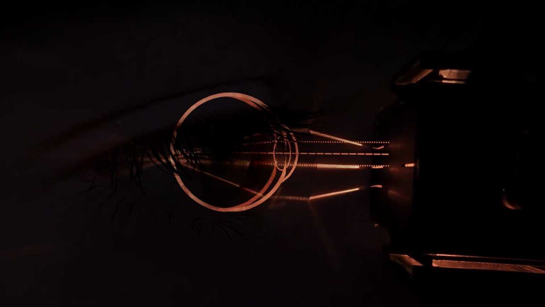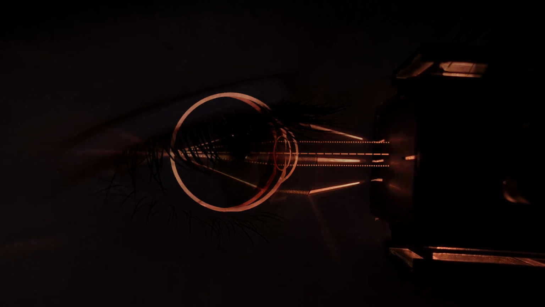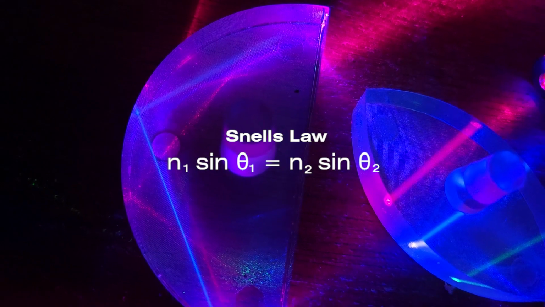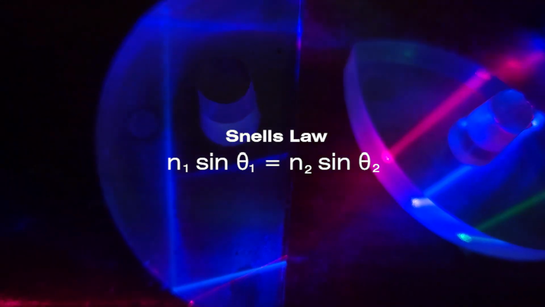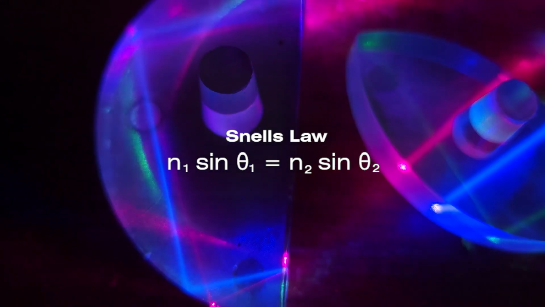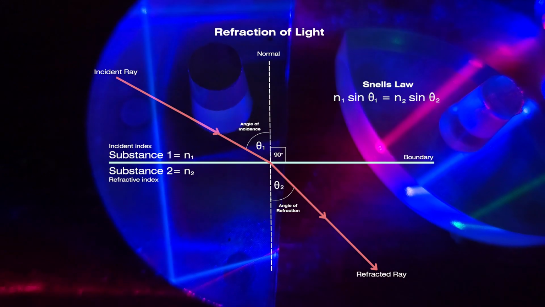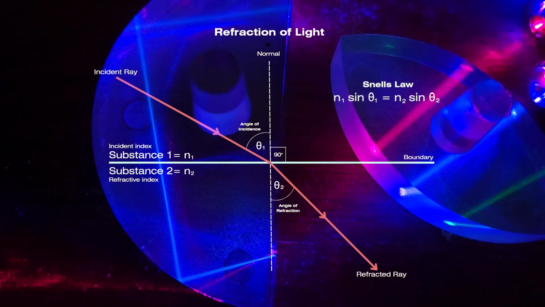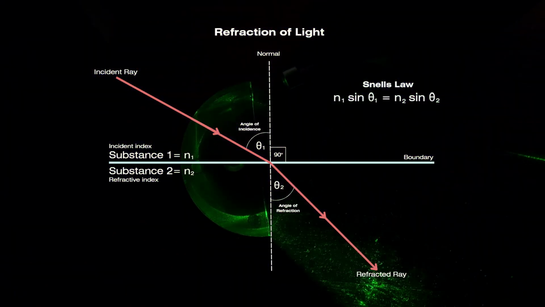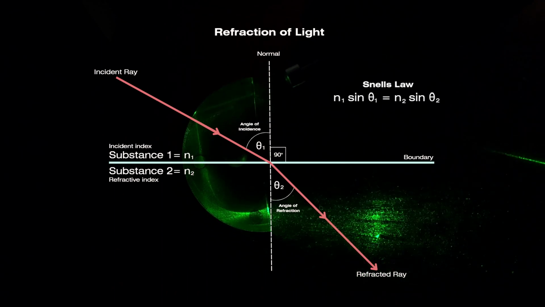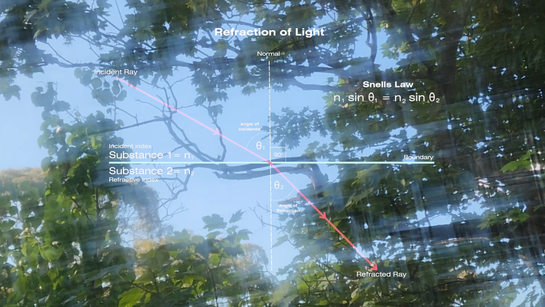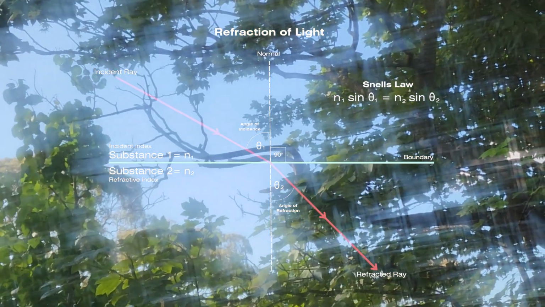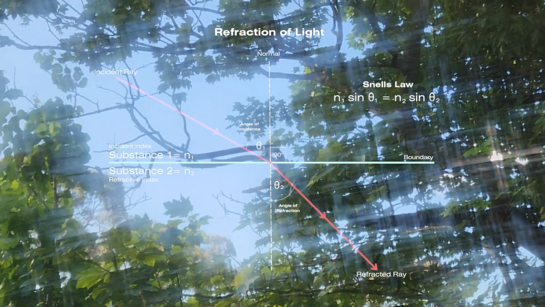The mathematical formula deeply intertwined within the concept of refraction is Snell's law, which was pioneered by Willebrord Snell in 1621. Snell's law describes the relationship between the angle of incidence, θ1, and the angle of refraction, θ2, with respect to the normal as light travels from one medium to another, with n1 and n2 described as the refractive index of the two mediums.